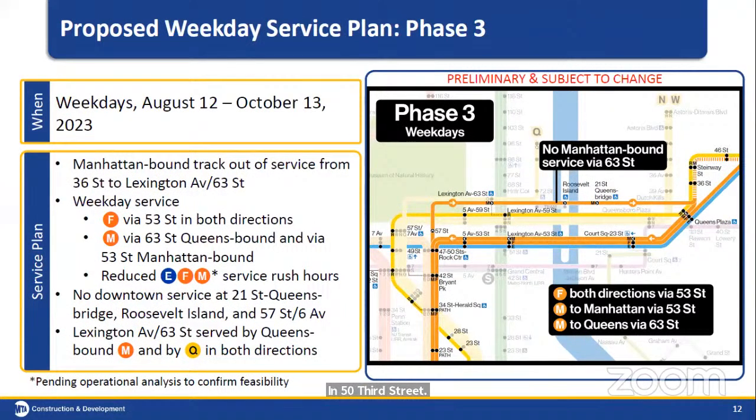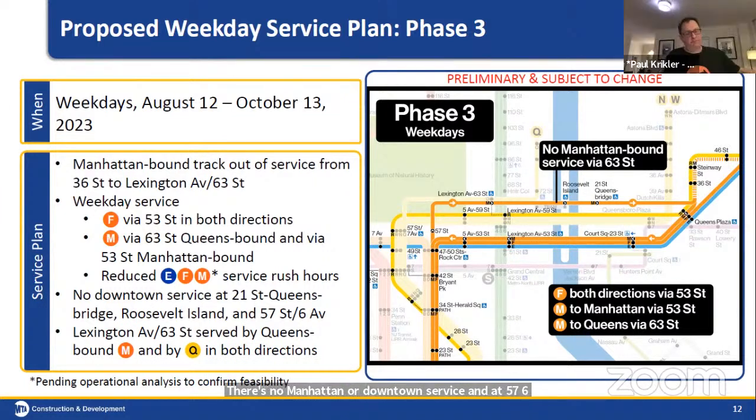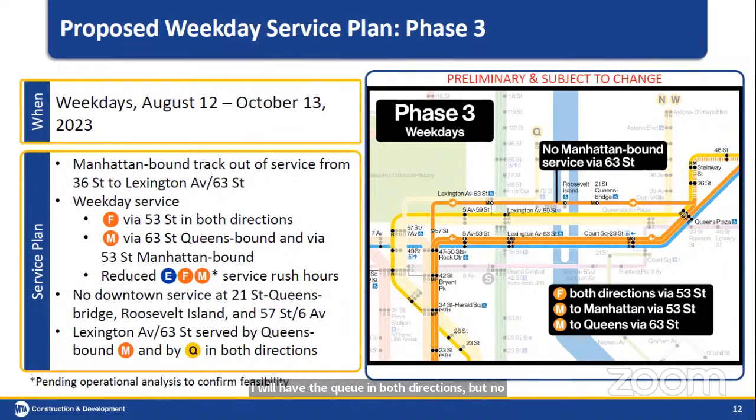Phase 3, which is scheduled to run from August 12th to October 13th, is similar to phase 1, just the mirror image. The F will continue to run along 53rd Street in both directions, and the M is reversed from phase 1, operating along 63rd Street Queens-bound and along 53rd Street Manhattan-bound. There is no Manhattan or downtown service at 57th, 6th Avenue, Roosevelt Island, and 21st Street Queensbridge, and Lex 63rd Street will have the Q in both directions, but no downtown service to 6th Avenue. Riders using bypass stations will again need to back ride.